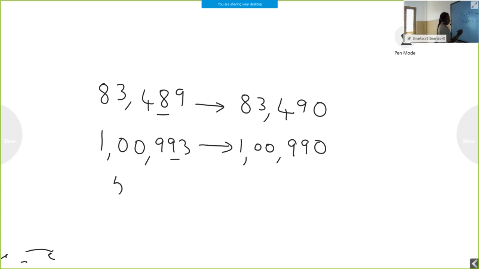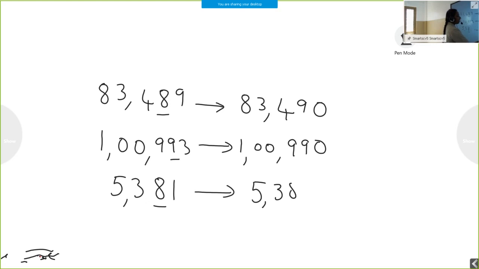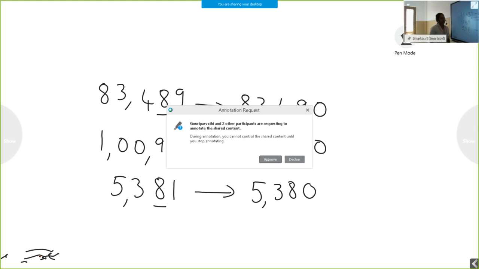And the one more question I gave as homework, 5381. Again here we need to round off to the nearest 10. The tens place digit is 8. So underline that 8. Then move to the digit in the ones place. The ones place digit is 1 itself, which is less than 5. So no need to change anything for the tens place digit. Keep the tens place digit the same and put 0 in the ones place. Okay, I think all the answers are correct. If you made a mistake, please rewrite that.